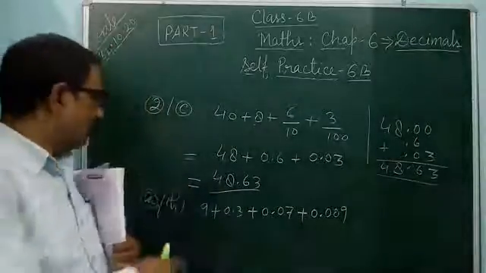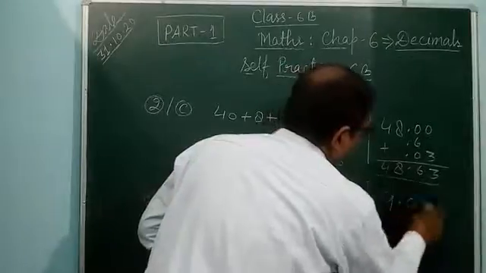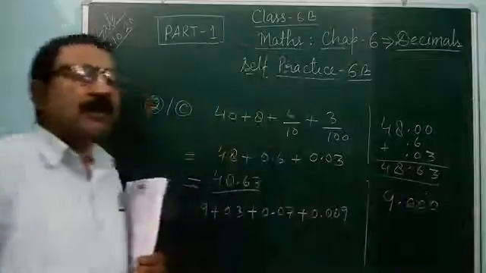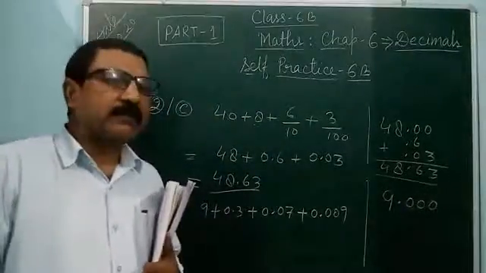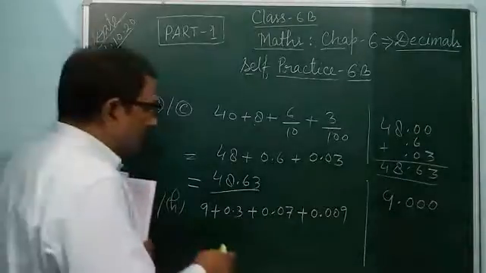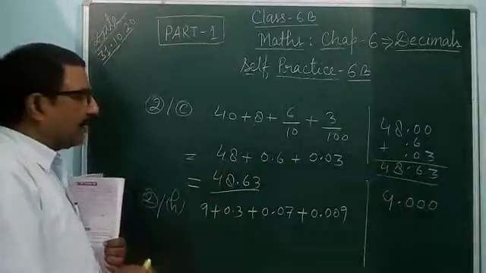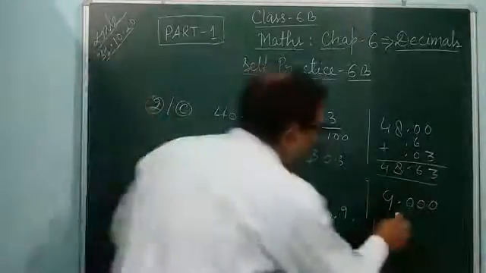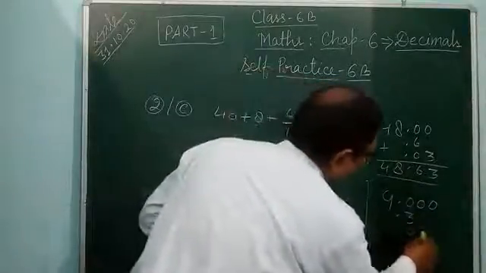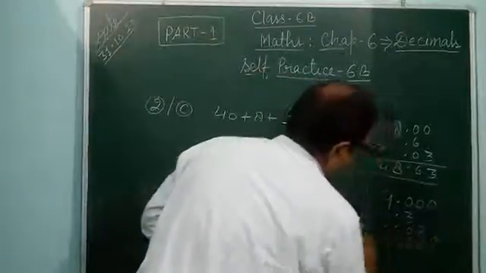So you can take the whole number 9, and after 9 you can put the decimal, 9.000. 9 or 9.000 is the same thing. The value is the same, so 9.000 means 9. But for adding and arrangement, for the addition, we can write like this. After that 0.3, you write 0.3. After that 0.07, you write 0.0 and 7. After that 0.009, 0.00 and here 9.